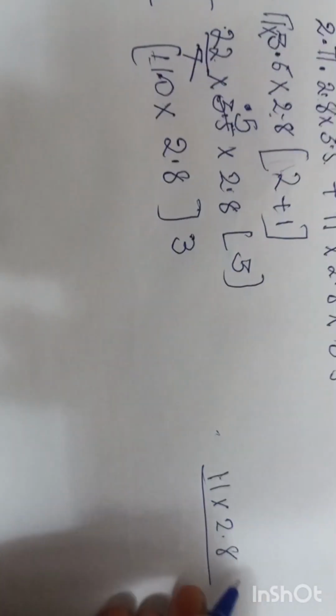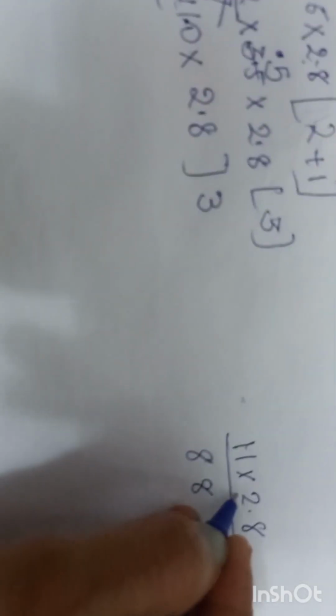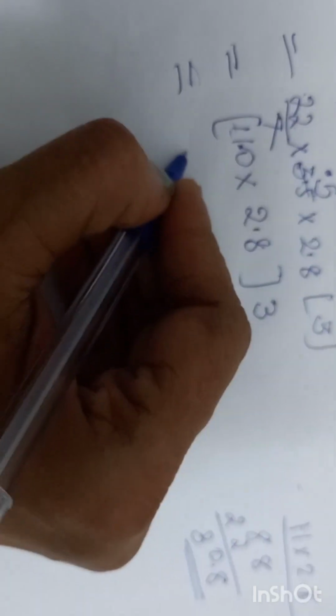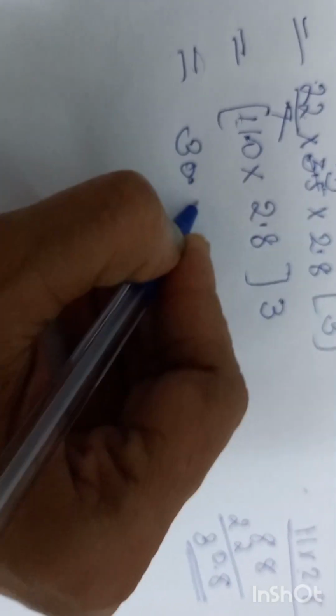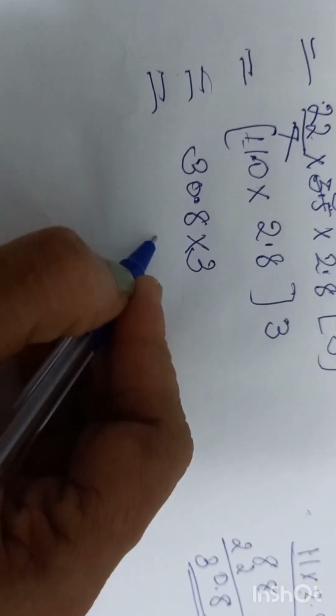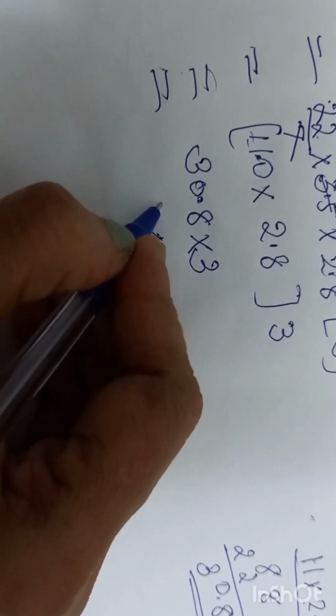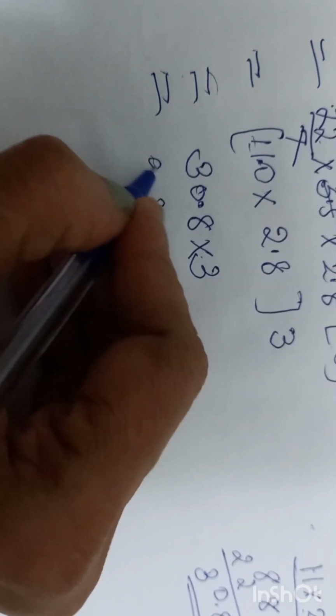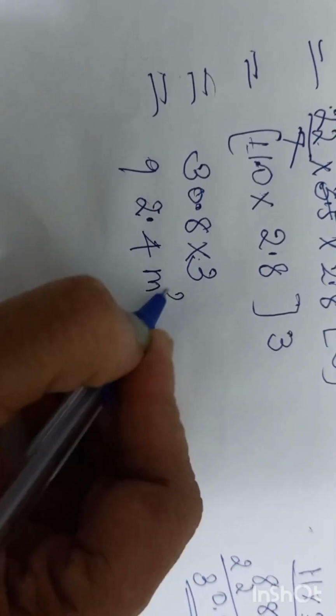So 11 into 2.8 we get 8 ones are 8, 8 ones are 8, 1 2s are 2, 2 ones are 2. So 30.8 into 3, which is equal to 8 3s are 24, to 92.4 meter square.